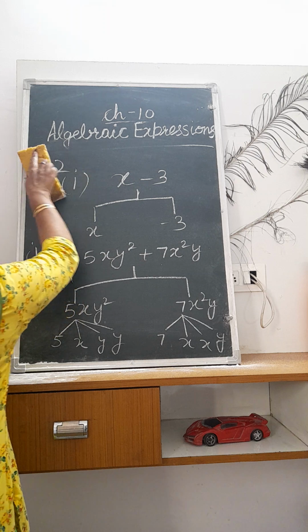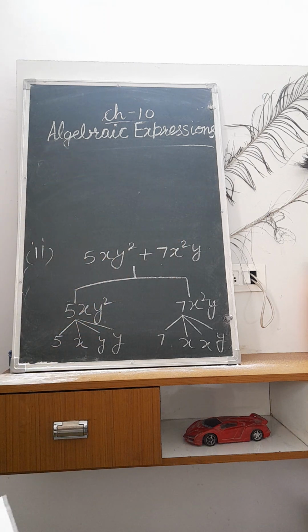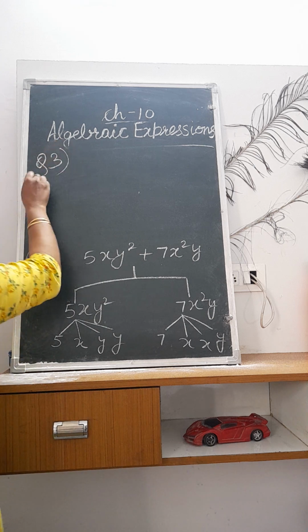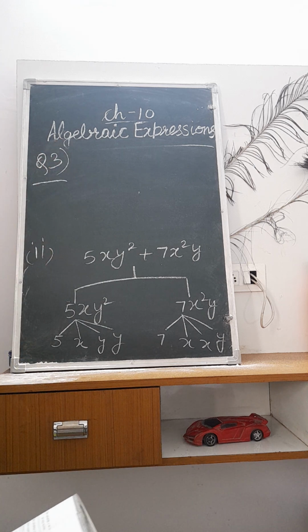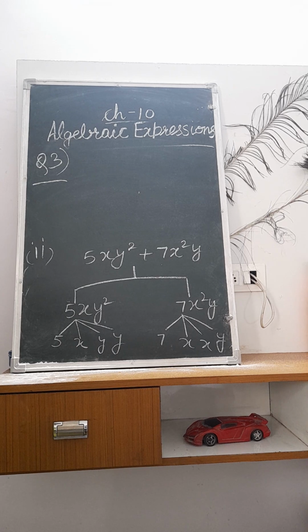Now question number 3. In question number 3 they have told us to identify the numerical coefficients of the terms other than constants. We don't have to see the constants. We have to see the terms which are variables, and we have to write their coefficients.